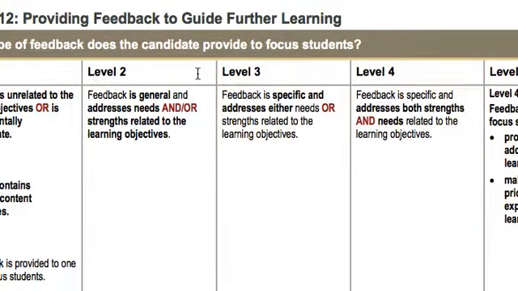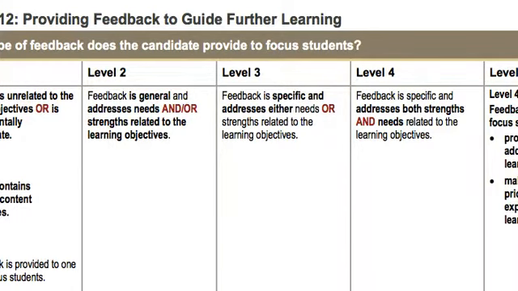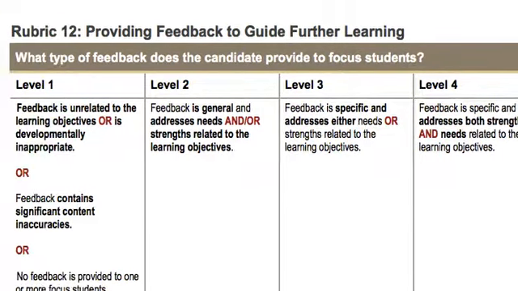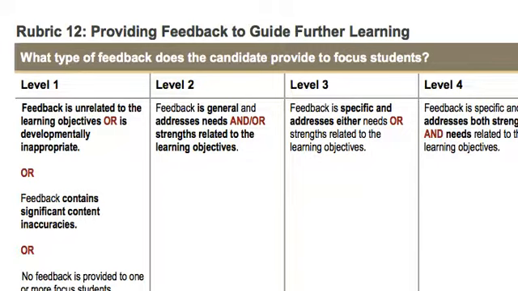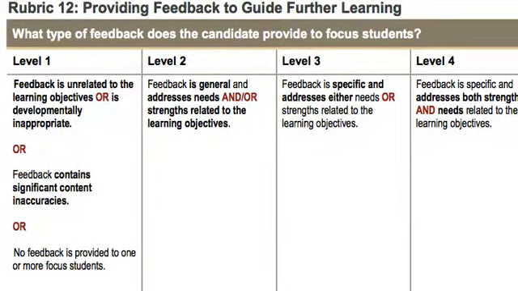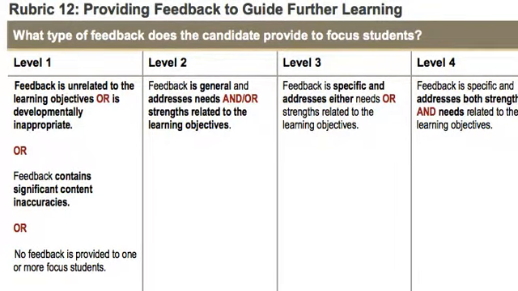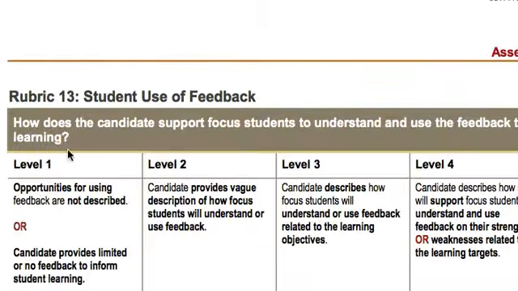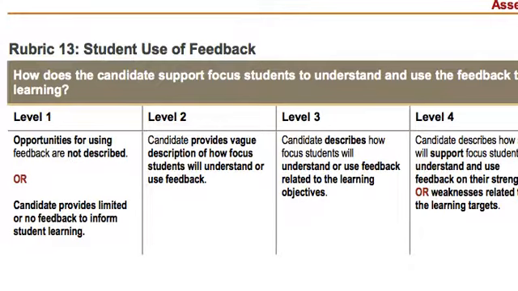If we look at a 2, feedback is general and addresses needs and or strengths. If we look at a level 1, feedback is unrelated to the learning objectives, or developmentally inappropriate, or contains inaccuracies, or no feedback is provided to one or more focus students. Why would you turn in something like that? Doesn't make sense. The second rubric, student use of feedback.